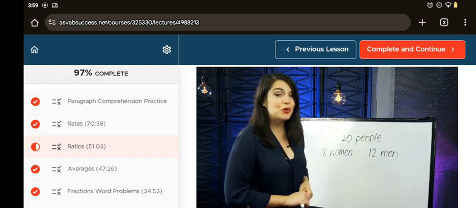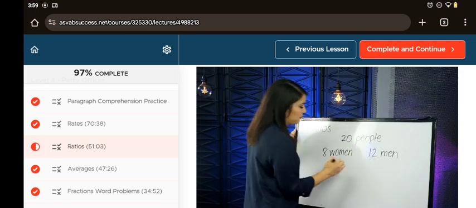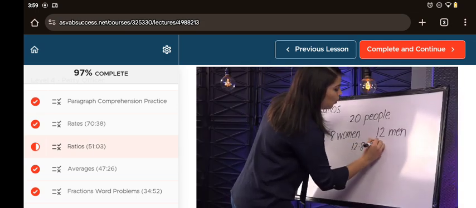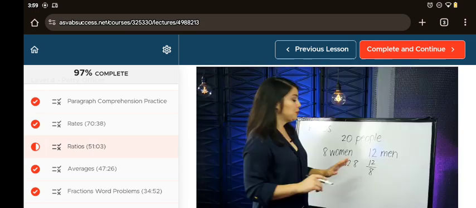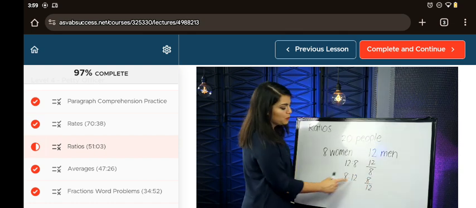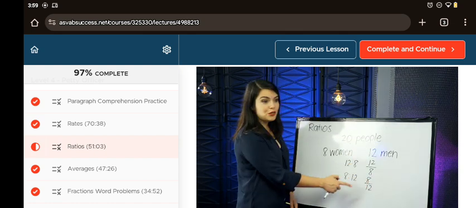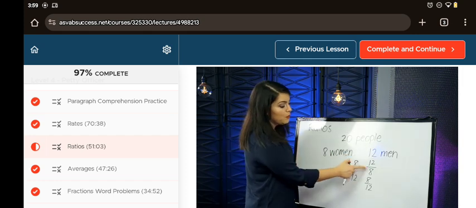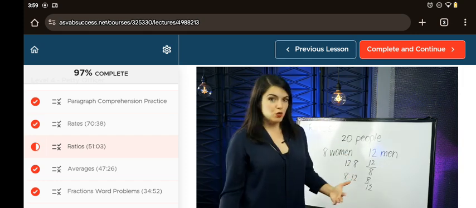Got it? So we can say that the ratio of men to women is 12 to 8, or 12 over 8. If we say the ratio of women to men, it's 8 to 12, or 8 over 12. The order that you put it in, or the number that goes in the numerator or denominator, depends on the way the question is worded, or the way the ratio is worded.